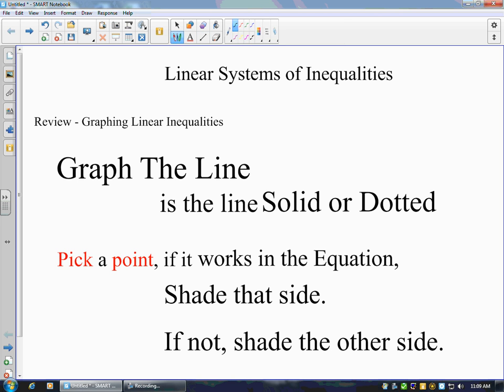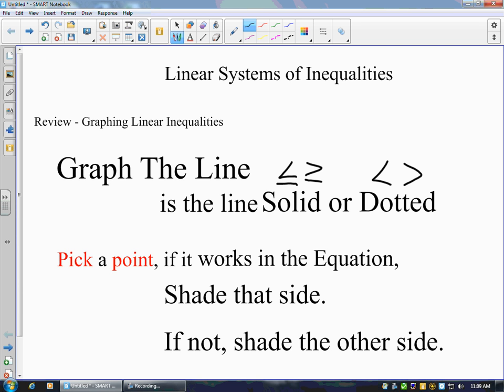If it's solid, it's going to have an equal sign on the bottom. So it's less than or equal to or greater than or equal to. If it's dotted, it'll just be a plain smaller, less than, or greater than.